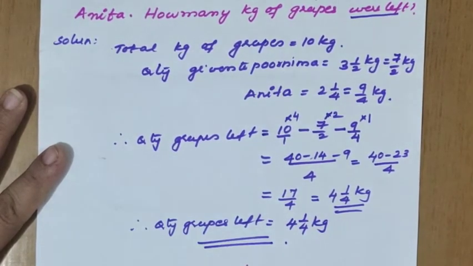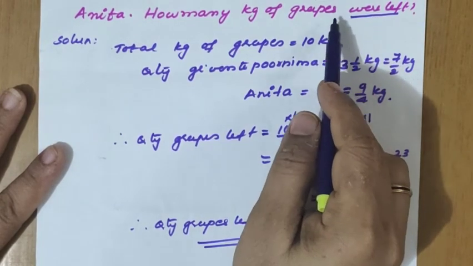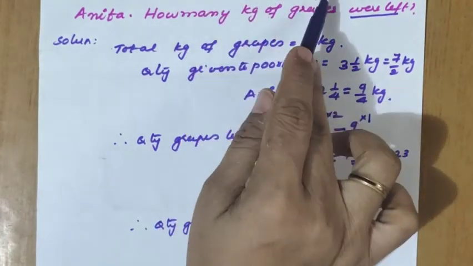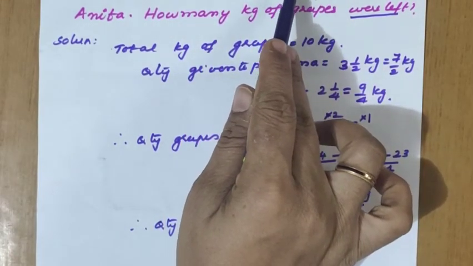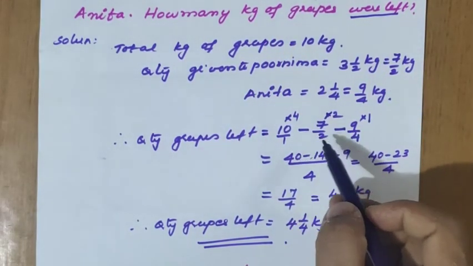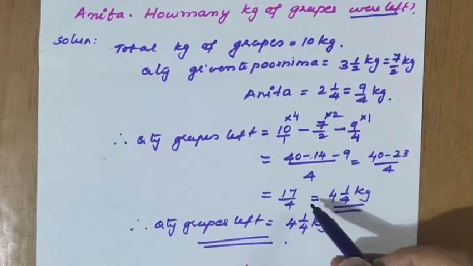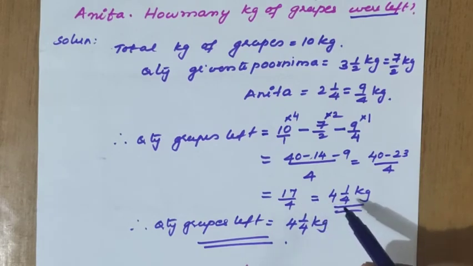So what we have done here, we have to calculate the amount of grapes, the quantity of the grapes left there. So from the total, we have subtracted the quantity she gave to her first friend and the second friend. So 10 minus 7 by 2 minus 9 by 4. After the simplification, you will get 17 by 4. Since it is an improper fraction, we can write 4 integer 1 by 4 kg.